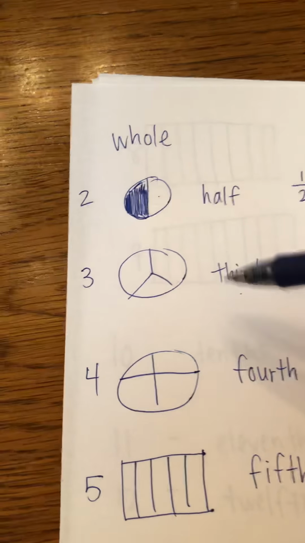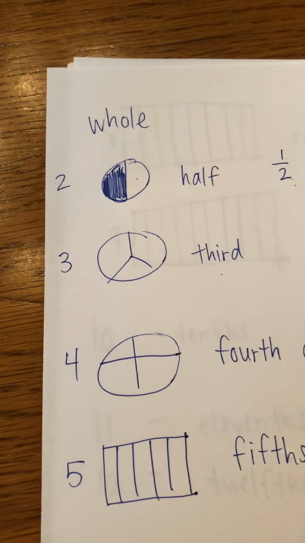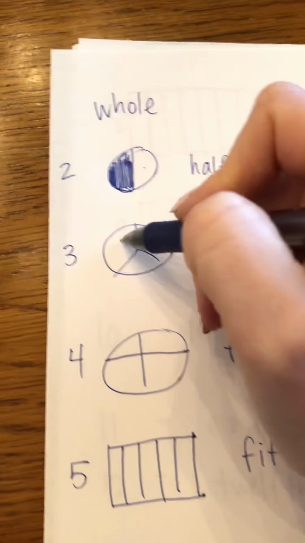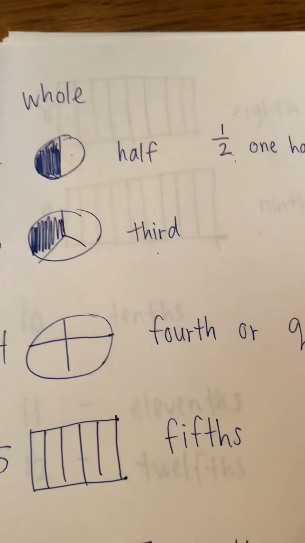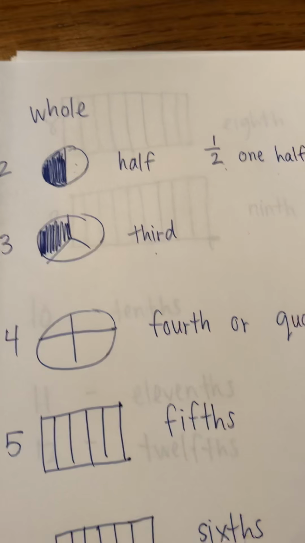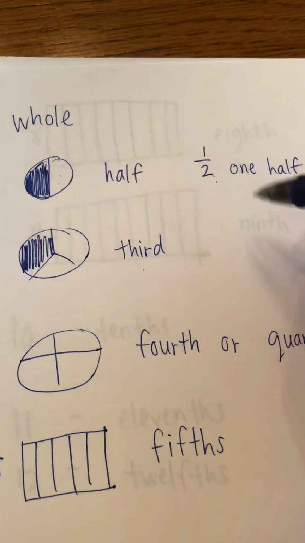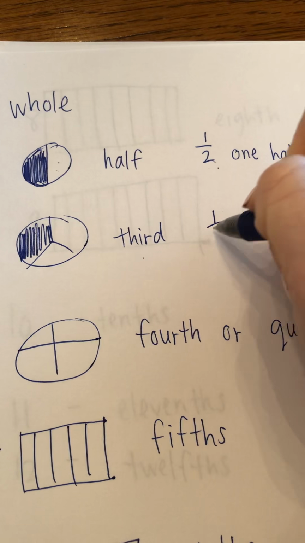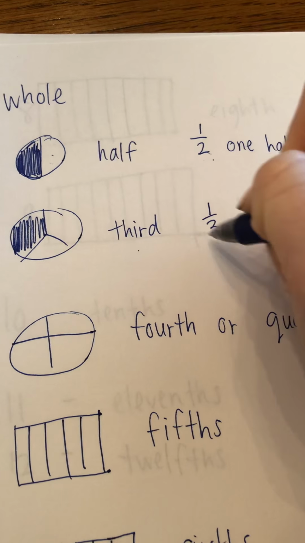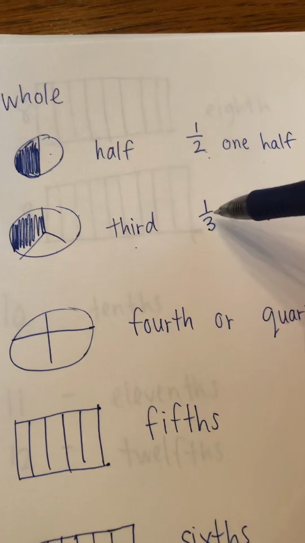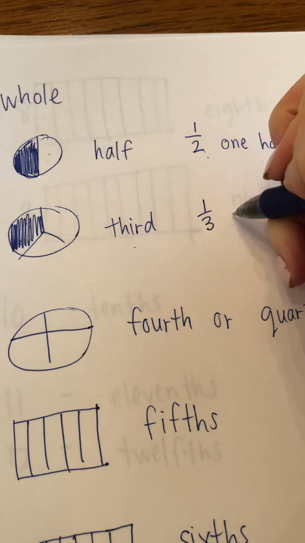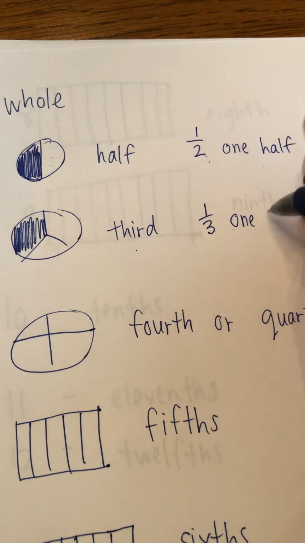Okay, let's go to this pizza that's broken into 3. Let's say I eat 1 piece. So if your mom said, what fraction of the pizza did you eat? You would say, I ate 1/3, because there's 3 total pieces. 1, 2, 3, and you ate 1. So you would write this as 1/3.